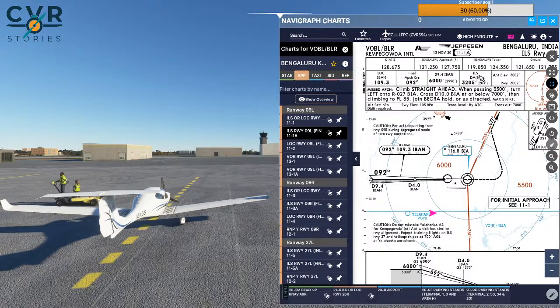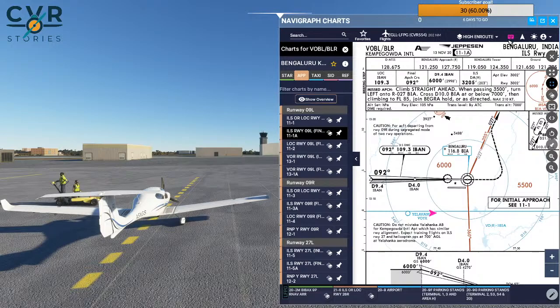ILS DA, and in the bracket it says H. Now this is your decision altitude or your decision height, right? This is the last point at which you will decide to conduct a missed approach at this altitude. And 3205 feet of altitude again is 203 feet of height above the ground level.